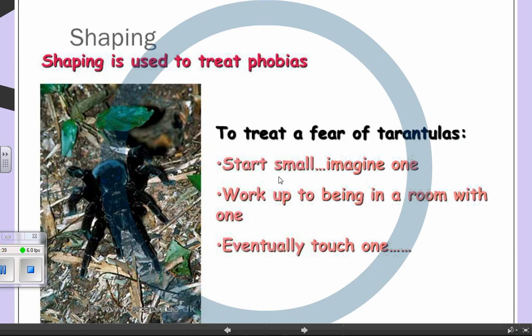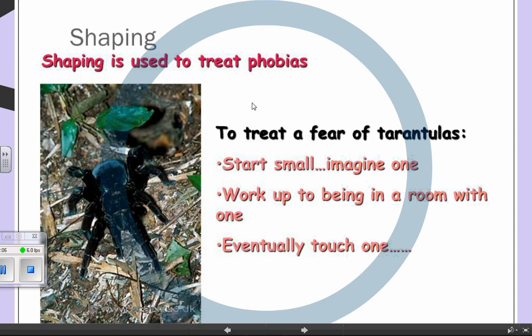How do we do that? Let's say how to treat a fear of tarantulas. We start small. You start by imagining one. And then you think, how would I feel if I was in the room with this? And eventually you go and you touch one. And now you're not scared anymore. This is shaping.